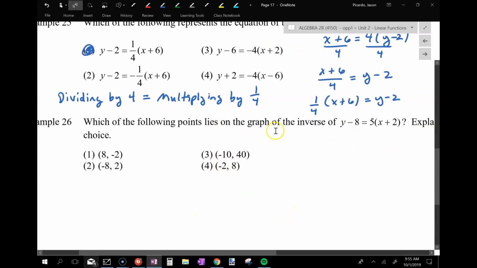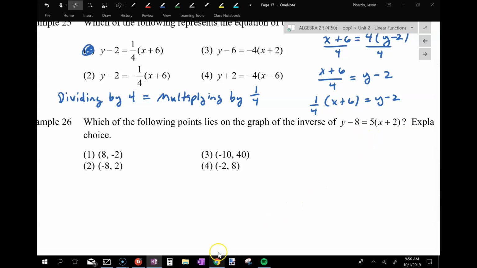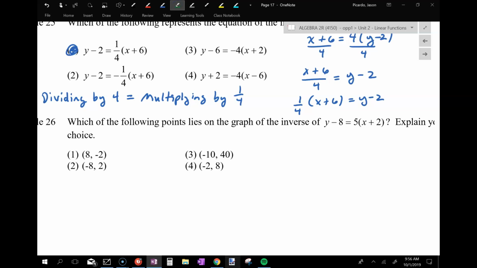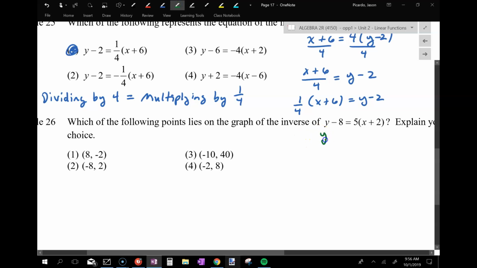Number 26. Which of the following points lies on the graph of the inverse? Guys, this is such a cool problem. Do you recognize the way that this is written? Point slope formula, right? Good review. We got a test coming up shortly, right? Do you guys agree that the point slope formula is this? y minus y1 equals m times x minus x1.